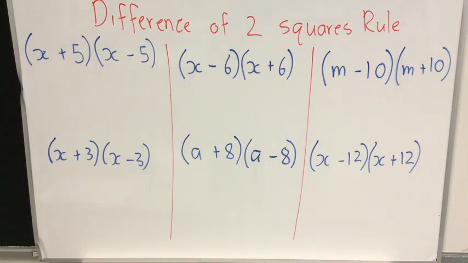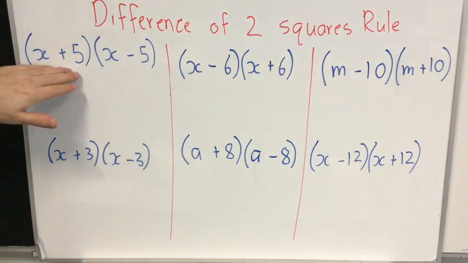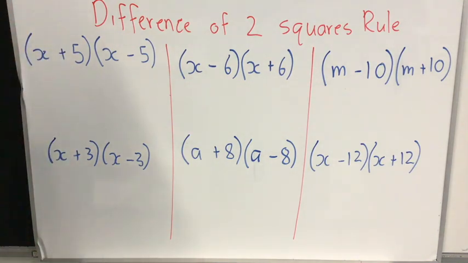So all the questions that you'll be doing in the first half of the lesson will look like this. The brackets are the same numbers, same letters, but one will have a plus and one will have a minus. So here's how you use the shortcut to get you straight to the answer. We'll do this one together, then you'll do the rest on your own.